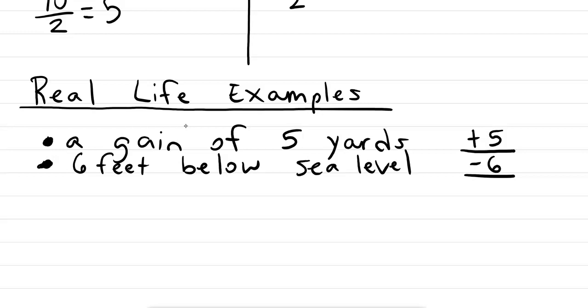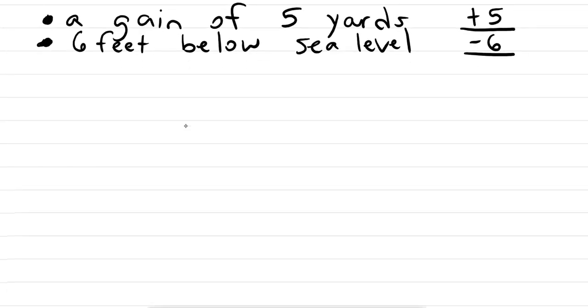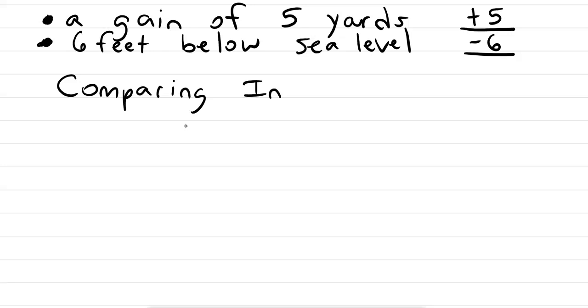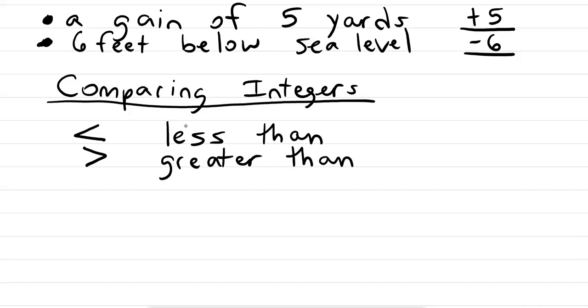The last thing we'll look at is just comparing integers. So comparing integers is comparing numbers that are bigger or smaller to each other. So let's review some symbols really quick. Remember, this symbol is less than. This symbol is greater than. Then you have the equal sign, which means equal to or the same.